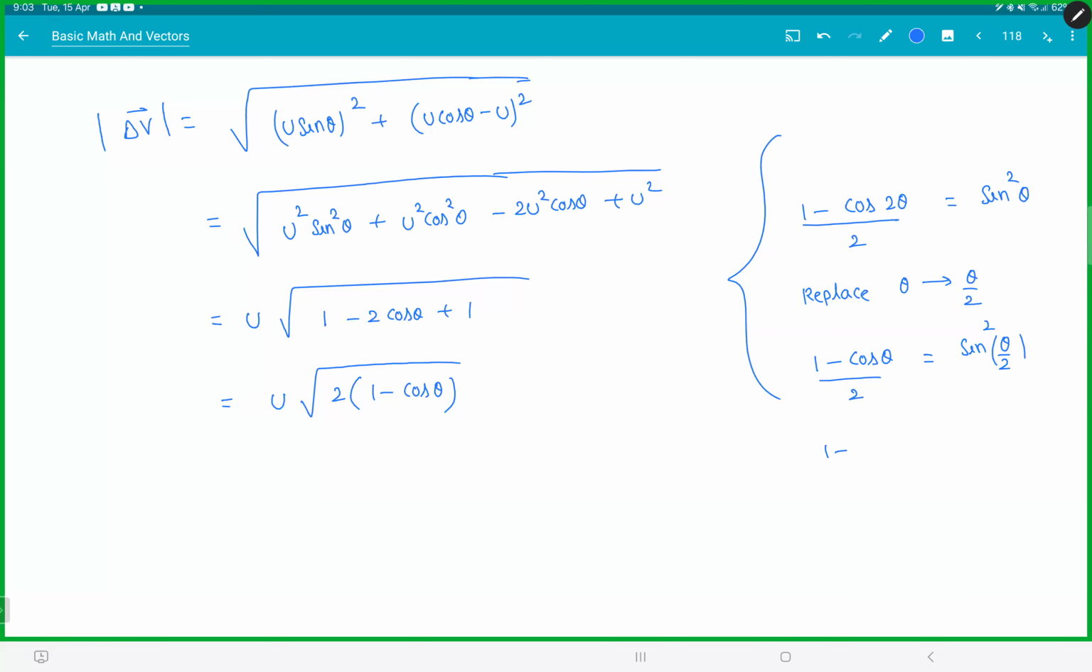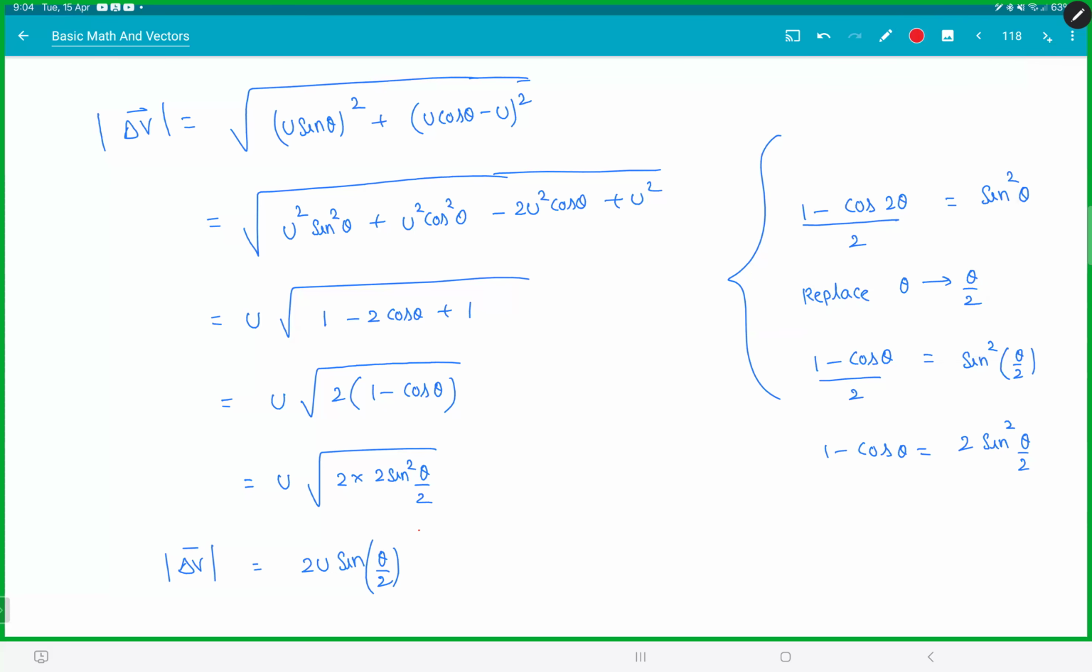Now substitute it here. So 1 minus cos theta is 2 times sine square theta by 2. You're done. So this will be u into root over 2 into 2 sine square theta by 2. You get a pretty good result: 2u sine theta by 2. This is the magnitude of the change in velocity, and you should remember this.